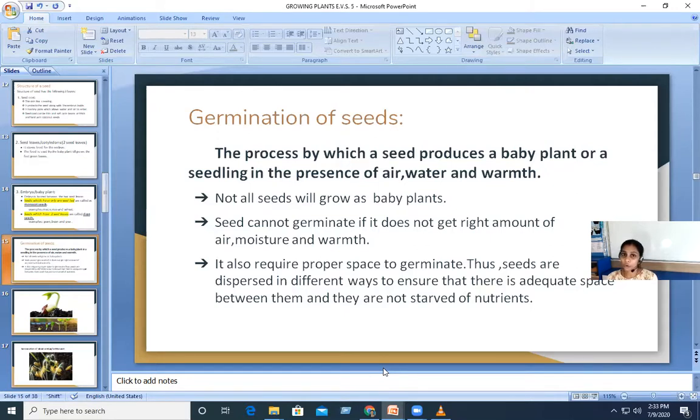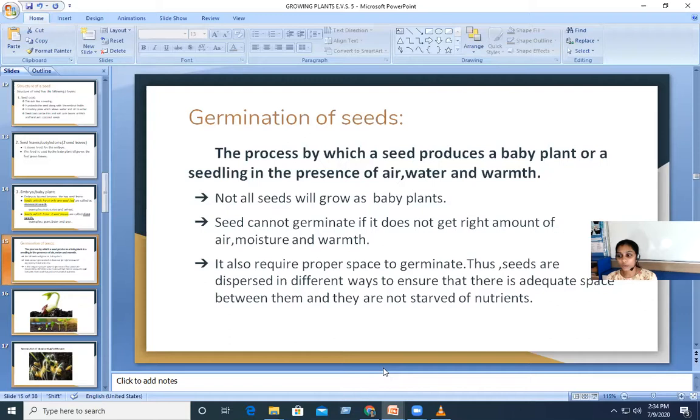If you put more water, or irrigation is not done properly, these conditions tell us that not all seeds may give you new plants. A seed cannot germinate if it does not get the right amount of air, moisture and warmth, not too much, not too less. It also requires proper space to germinate. Otherwise, the seeds will fight among themselves to get proper sunlight, water and space.